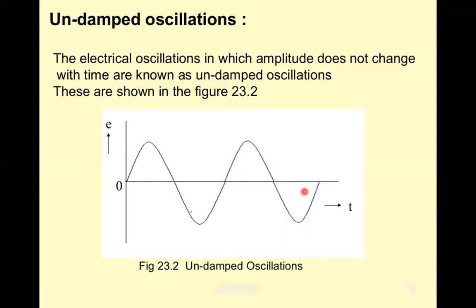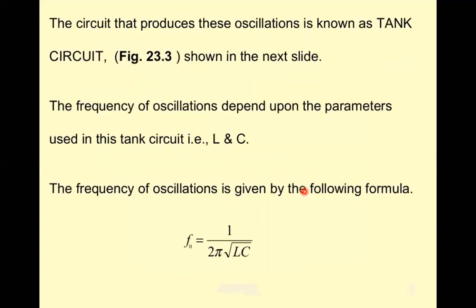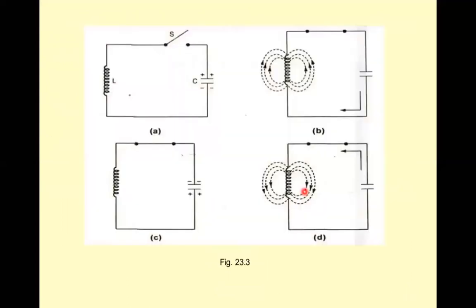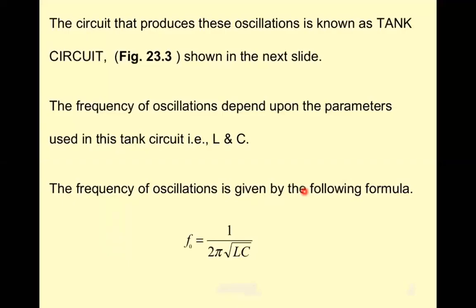These undamped oscillations are produced by providing an energy compensation circuit. Now, the circuit that produces these oscillations is known as a tank circuit, shown in the next slide. This is the tank circuit. The frequency of oscillations depends upon the parameters used in this tank circuit, because we have used inductance and capacitance. The frequency of oscillation is given by the formula f naught equals 1 upon 2 pi root LC.